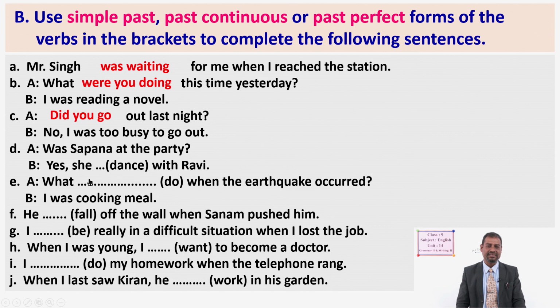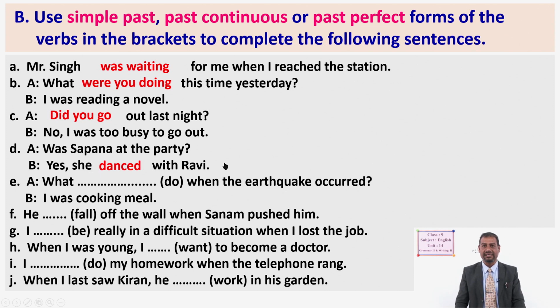Then what can be the answer? Yes, you can write down, she danced with Ravi. If the question is in past continuous tense, what was Sapana doing or was Sapana dancing, then you have to supply past continuous tense. But the question is in simple past tense. That's why our answer should also be in simple past tense. Yes, she danced with Ravi.